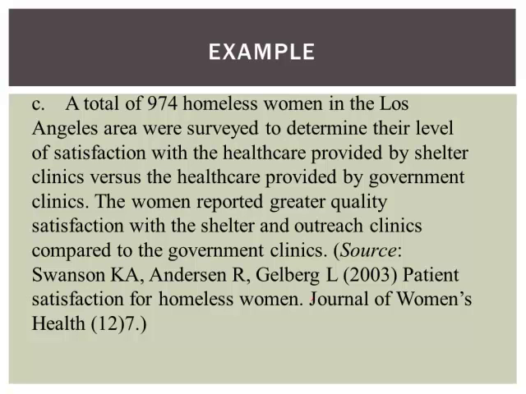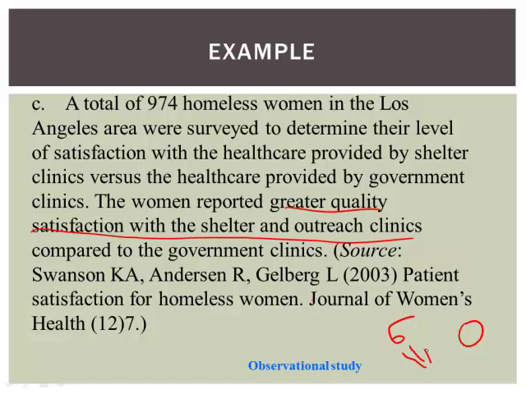All right, welcome back. What do you think? Observational study, right? Because we are just observing what's happening. We are not imposing the explanatory variable on these homeless women, right? We just sort of look to see which ones they went to, right? They reported a greater quality of satisfaction with the shelter outreach clinics compared with government clinics. We just look to see which one they went to. So they had government, or we'll call outreach. And some women went to government, some women went to the outreach ones. And we just looked. We didn't tell them which ones to go where.